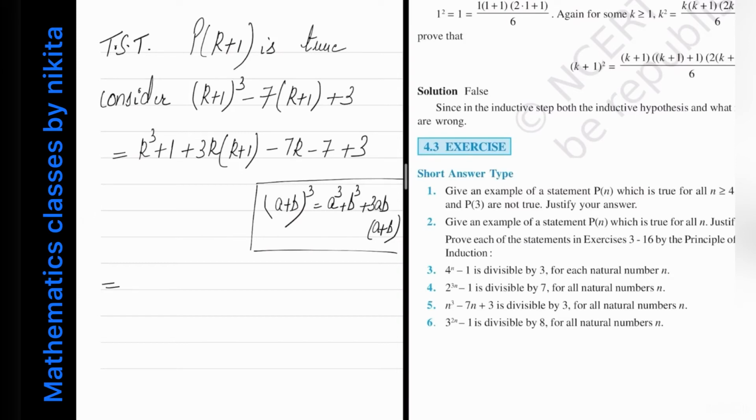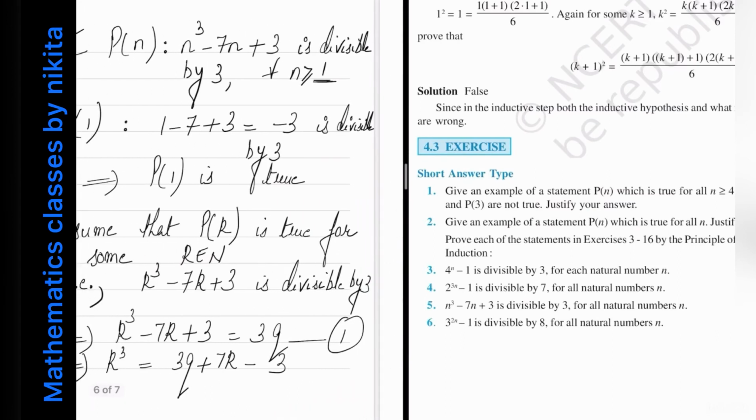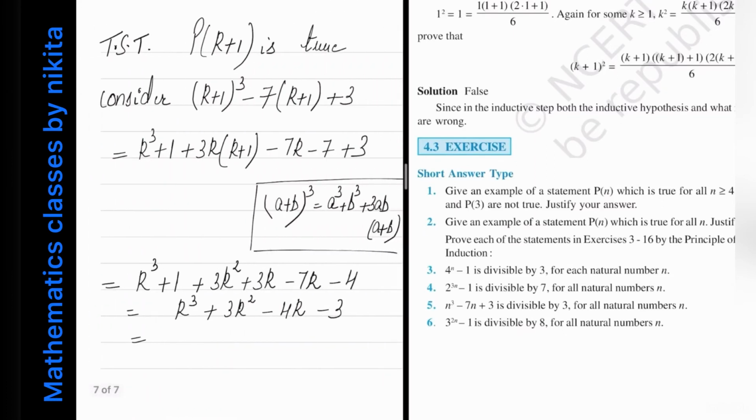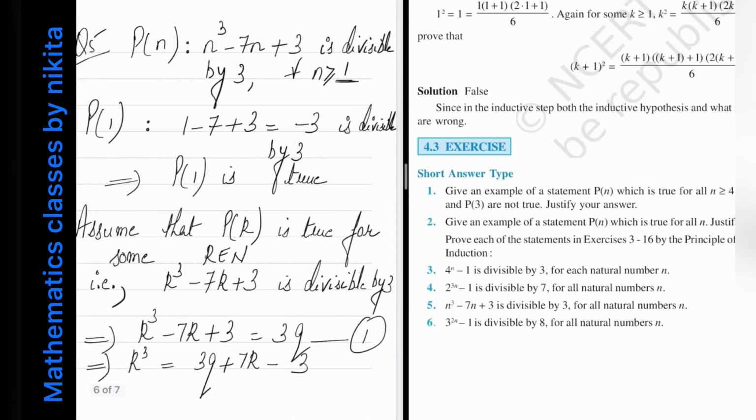So this is equal to k cube plus 1 plus 3 times k square plus 3 times k minus 7k minus 4, which is equal to k cube plus 3k square minus 4k minus 3. Now first of all, आप 1 देखो, 1 में क्या है, k क्यूब माइनस 7k प्लस 3. क्या इस तरह का एक्सप्रेशन आपको यहाँ कहीं मिल रहा है? नहीं मिल रहा. तो हम क्या करेंगे, k क्यूब की वैल्यू सब्स्टिट्यूट कर देंगे.